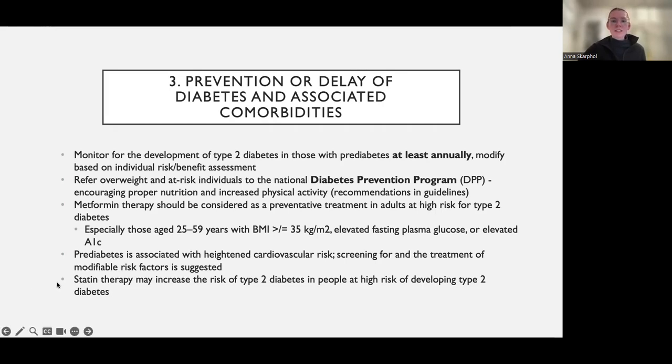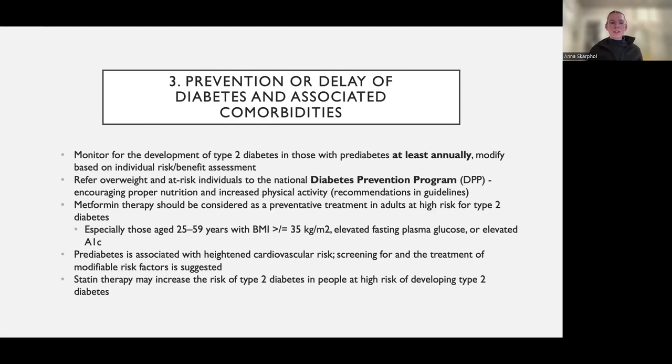And then another thing, this is a pharmacy-based recommendation. The guidelines recommend that metformin can actually be used as a preventative treatment for diabetes in patients who are at high risk. And so those would be people 25 to 59 years old with a high BMI, elevated fasting plasma glucose, or an elevated A1C. So kind of in that prediabetes range.